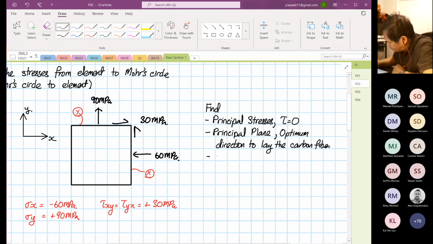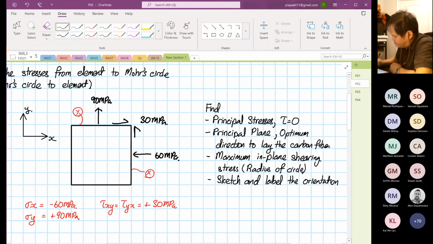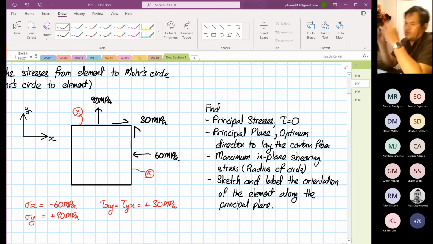Then we are going to find out the maximum in-plane shearing stress. So basically, this is the radius of the circle. And then we are going to sketch and label the orientation of the element along the principal plane. Okay. Now we are not going to use formulas.